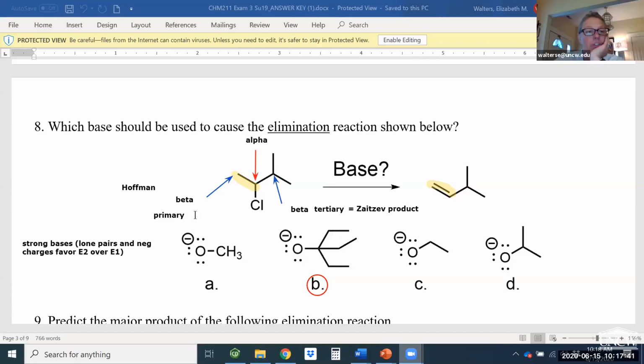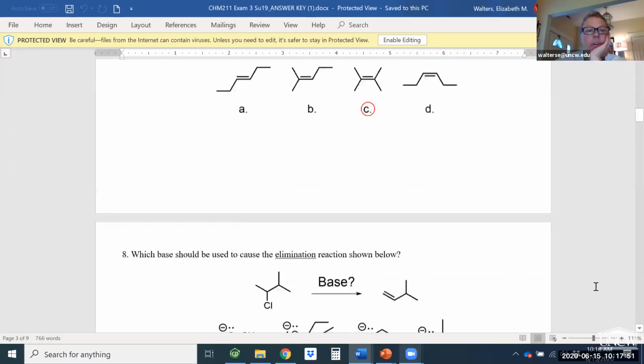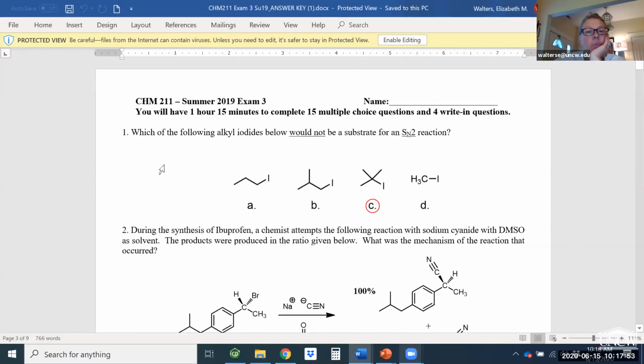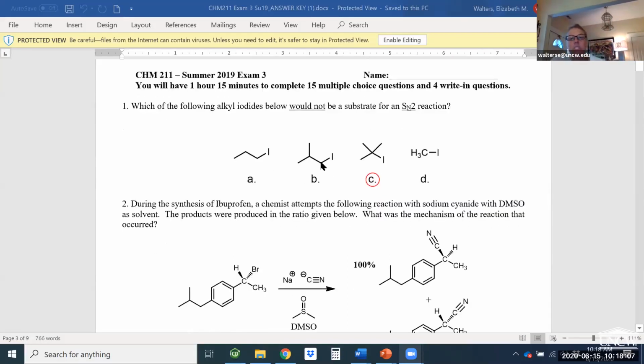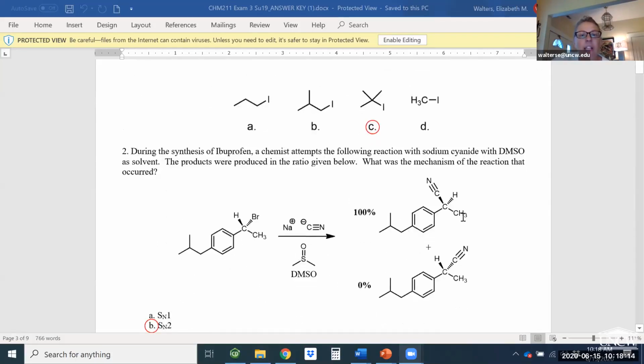Any others? We can scroll through them and see if there's things that come up as we look. I have to make it smaller a little bit. There we go.